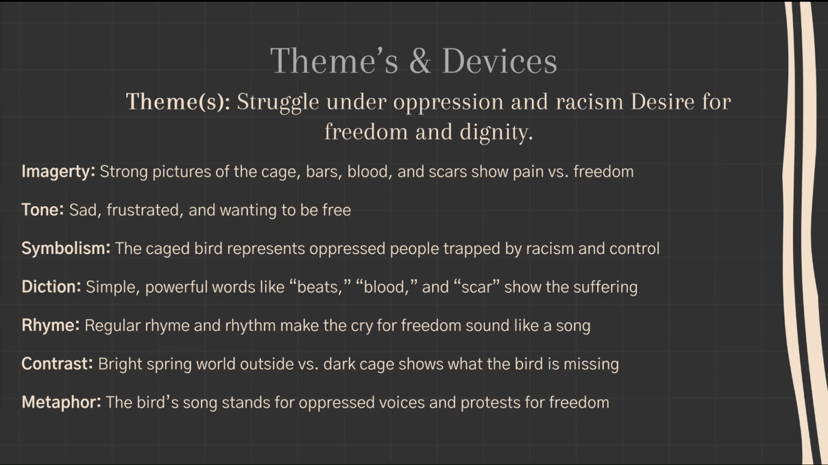The diction is simple but powerful. Words like beat and scar are easy to understand, but they hit hard emotionally. The regular rhyme and rhythm make the bird's cry for freedom sound like a song, which is interesting because the content is really painful. He also plays with contrast: the bright spring world outside the cage versus the dark, tight space inside. And the bird's song works as a metaphor for voices and protests of oppressed people.